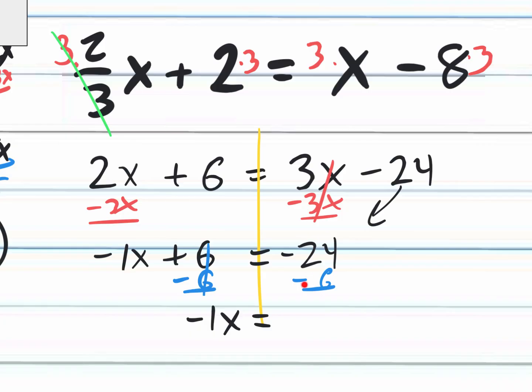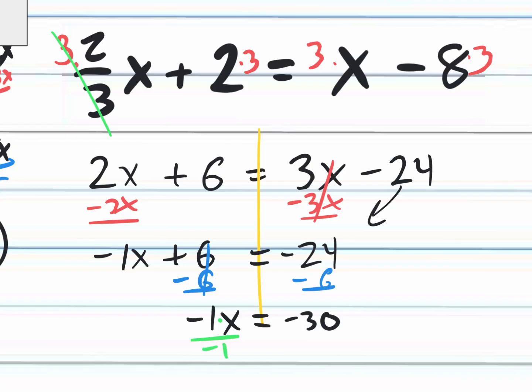Well, if you do negative 24 minus 6, you could do it on a calculator, or you could think of money. You owe 24, you owe 6, you're going to owe a total of 30. Now for your final step, you want to get rid of this multiplication. Whoops, 30. You want to get rid of that multiplication of -1 by dividing by -1.